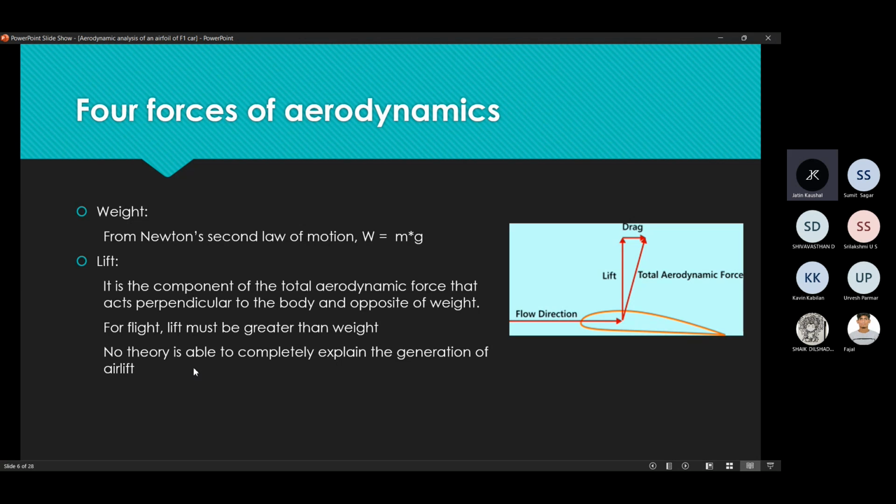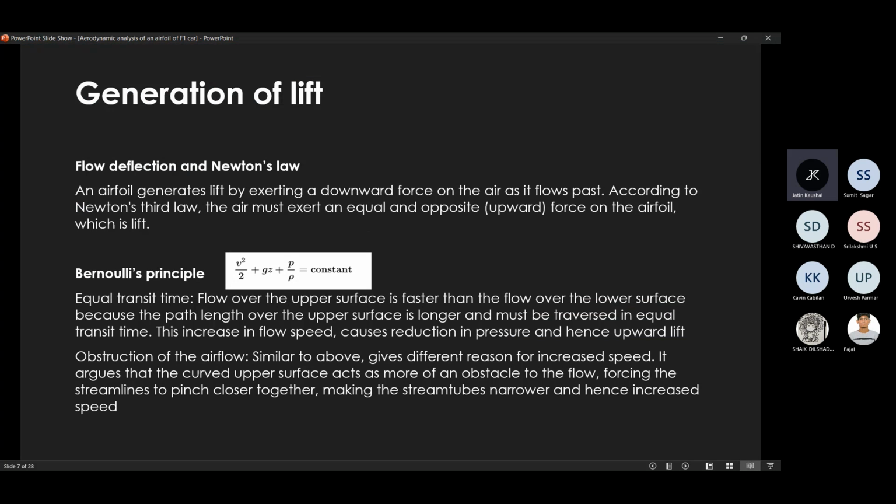And as I said, it's a very complicated term, and no theory is able to completely explain the generation of lift. There are many different theories that try to explain the generation of lift, but not a single theory is able to explain the lift phenomenon completely. So coming to the generation of lift, in this SMP I'll be teaching how Newton's law and the Bernoulli principle explain the generation of lift. Both of these laws have their demerits, but they explain it very well for our level.